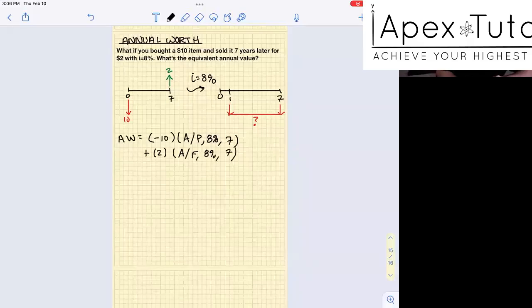Okay, so go to the lookup table and tell me, what do you get for the first one, A given P, 8%, 7? 0.1740. That's not what I got. Make sure you look at the right page for 8%. Go to the column A over P. Go to the row 7. Oh, it's 0.1921. Perfect. And then how about A given F?